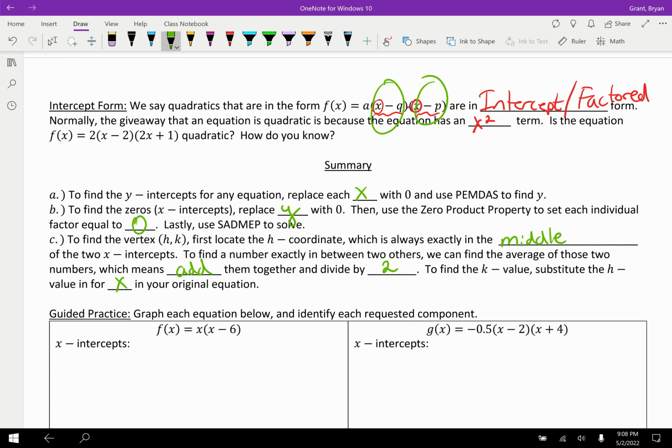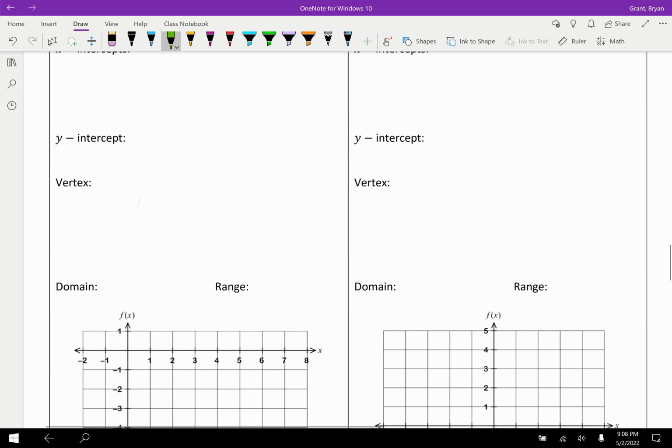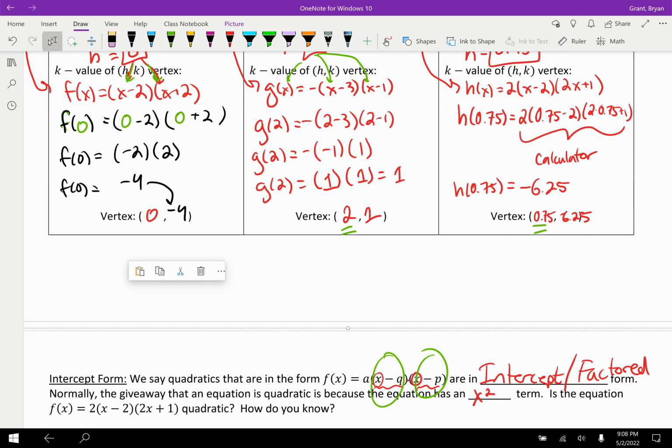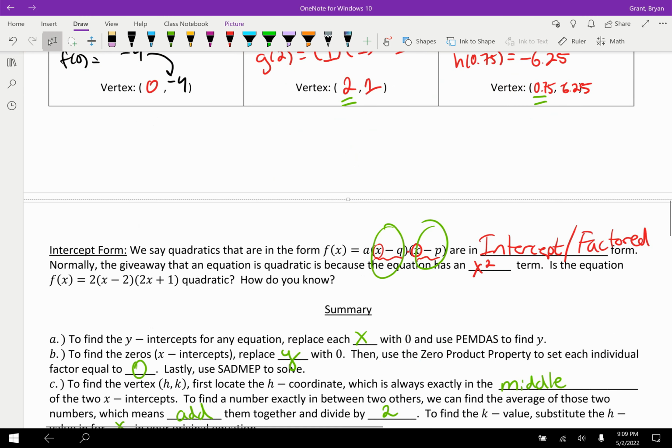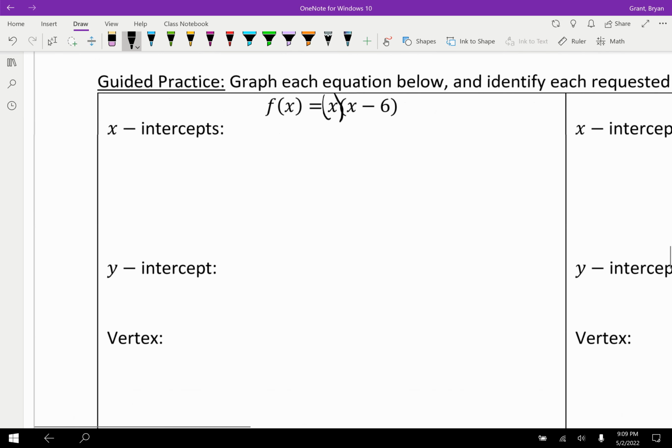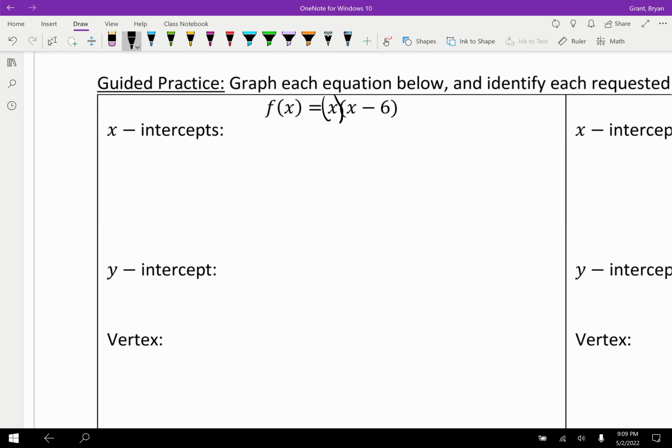Okay, so let's try a couple together, and then you can do a couple practice problems to finish this off. Our first problem, looks a little bit weird. And that's because I don't see 2 sets of parentheses, right? The second one looks a little nicer, except for that negative 0.5. But don't forget, x is attached with multiplication, so you can throw some parentheses in there. Nothing bad at all. Let's find those x-intercepts. Replace y with 0.